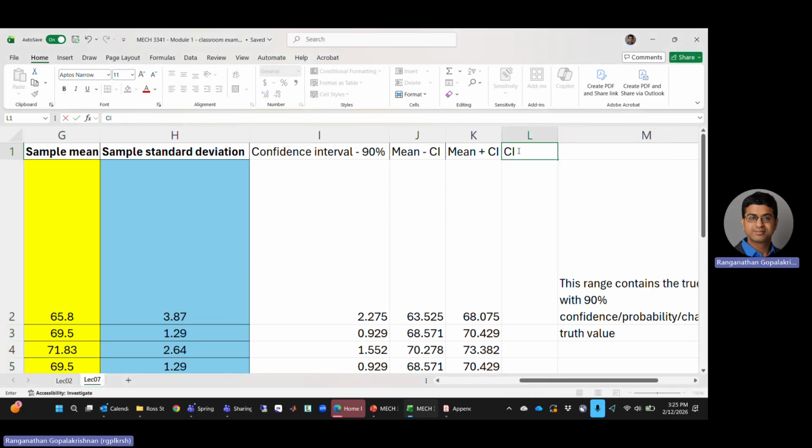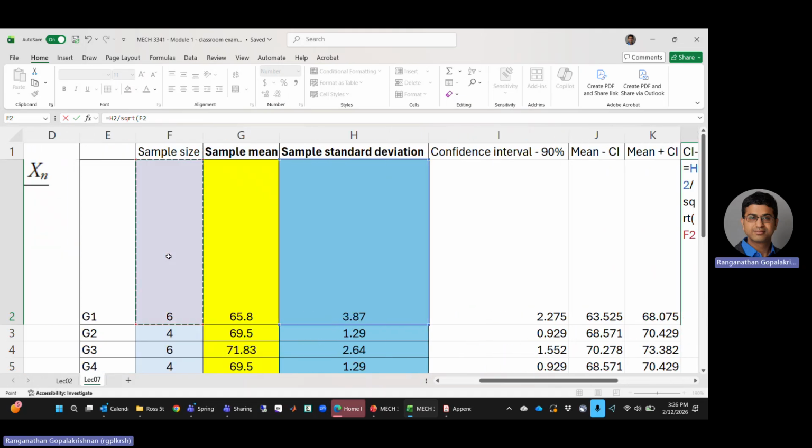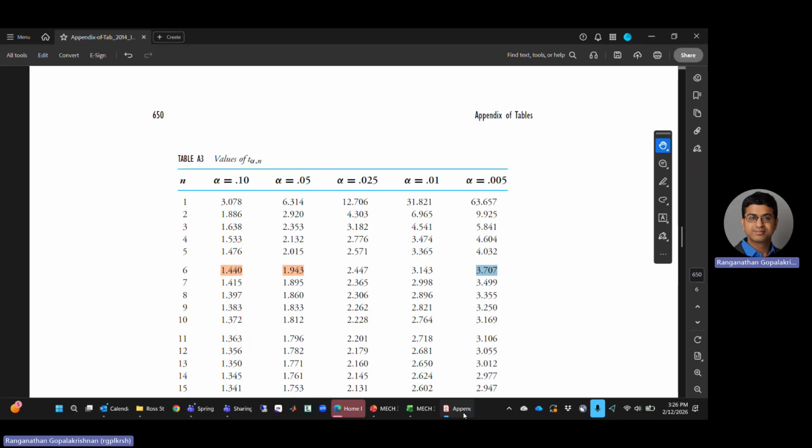I'll have to first write CI 95%. Okay, CI 95%, which will be, how do you compute it? Can you tell me now? You just looked at the formula, right? What's the formula for CI? So we'll start with sigma. Sigma divided by square root of the sample size, which is 6, times the t statistic. So how will you read out the t statistic for 95% confidence? 1.943. 6 samples, 1.943. Okay. So we'll do 1.943.